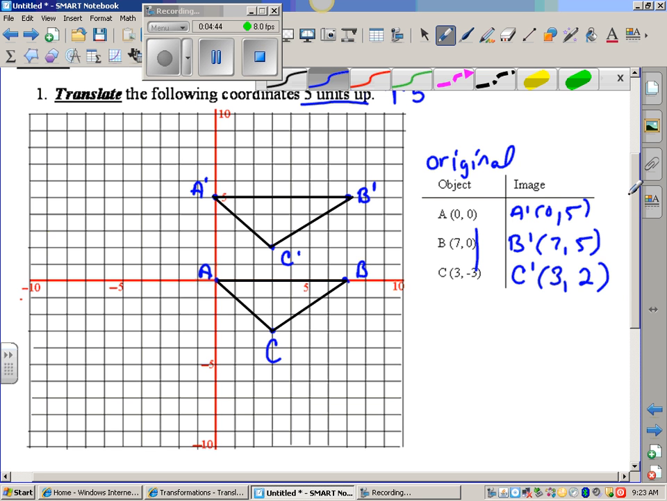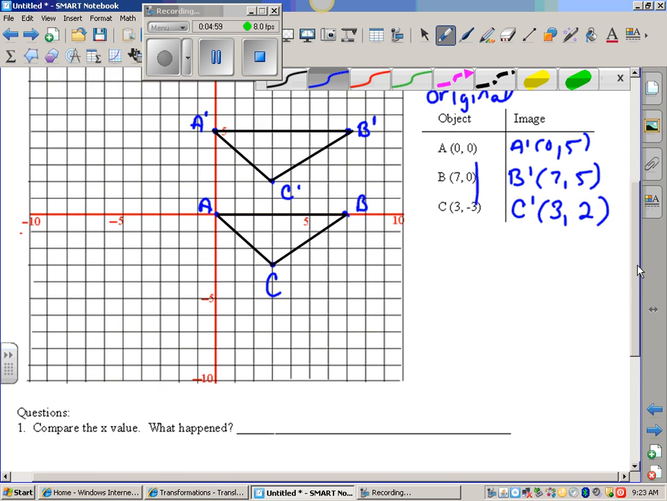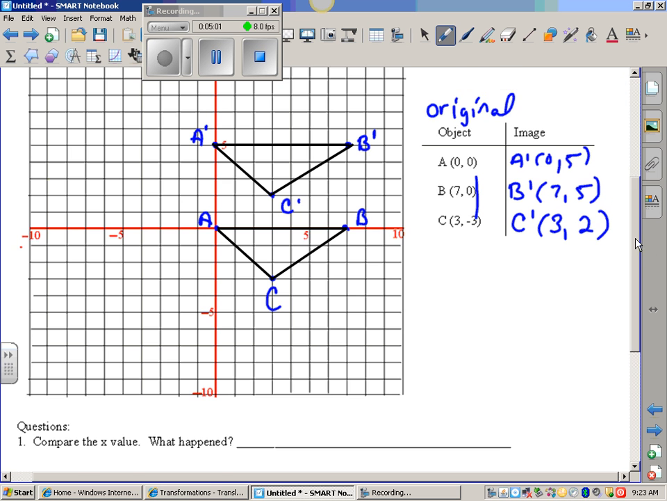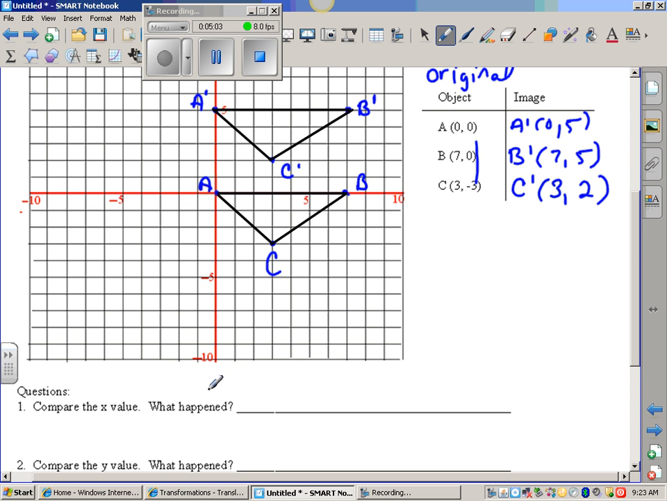It says compare the x values. What happened? So let's look at the x's, guys. We go from A having an x value of 0 to A prime having an x value of 0. B is 7, B prime is 7, C is 3, and C prime is 3. So hopefully you'd be able to answer that question pretty easily. What happened to the x value? Well, the x value stayed the same.